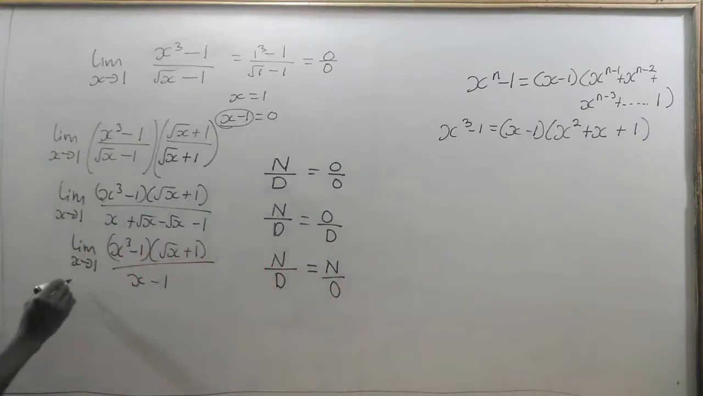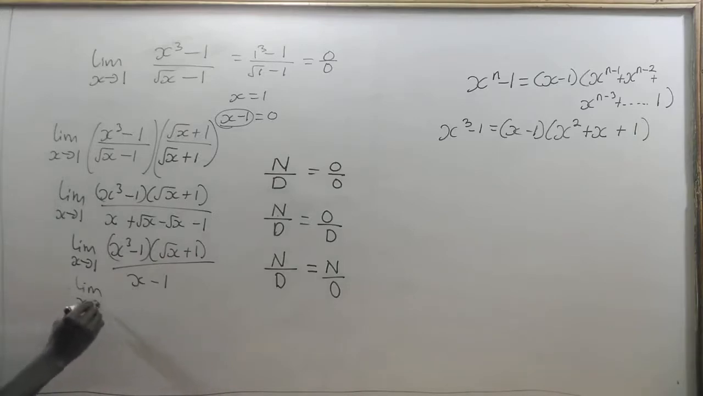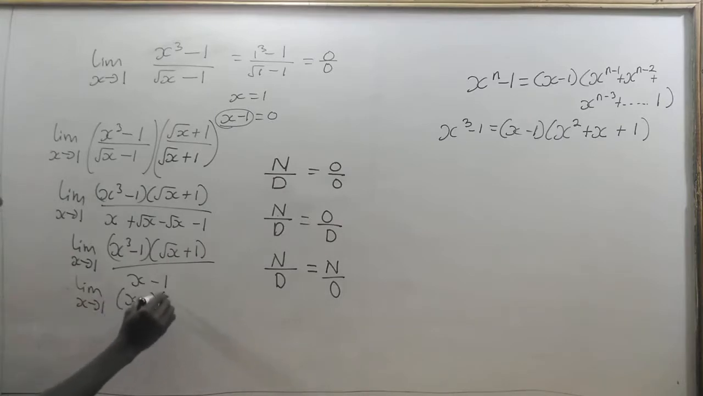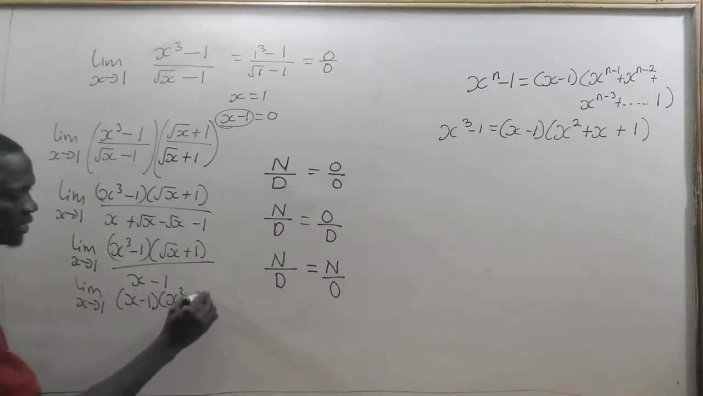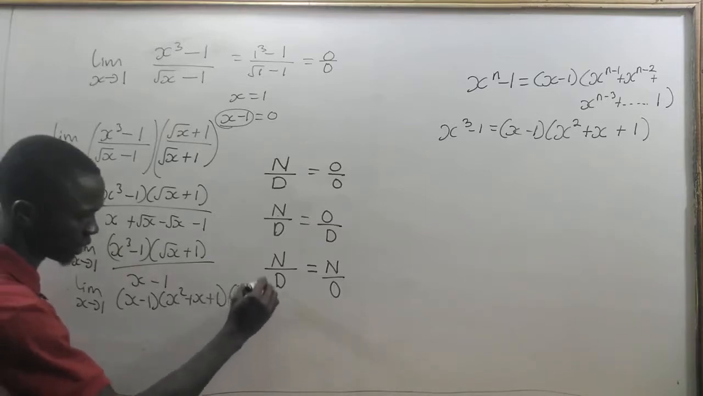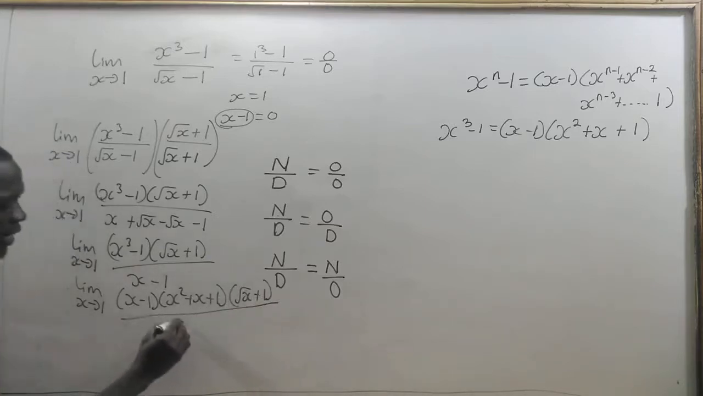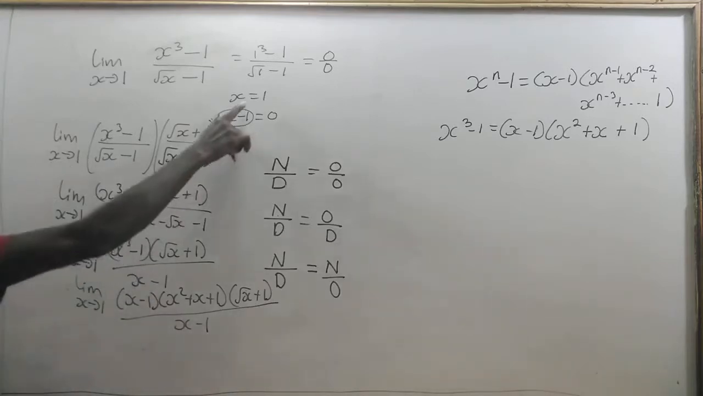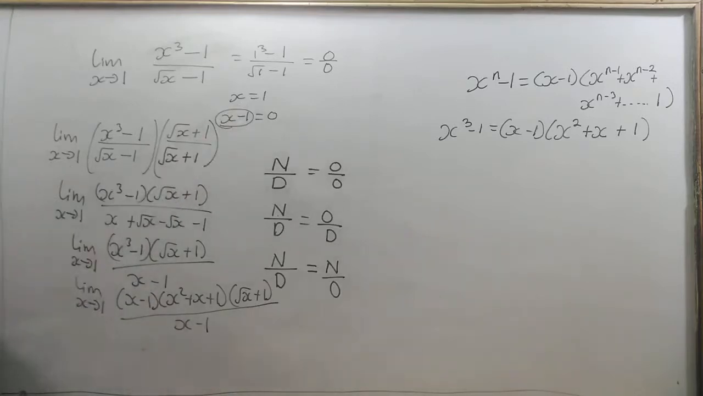So here we take the limit as x approaches 1 of x minus 1 times x squared plus x plus 1 times the square root of x plus 1, all divided by x minus 1. So you see that you've got the common factor at the numerator and at the denominator. So you cancel that one out.